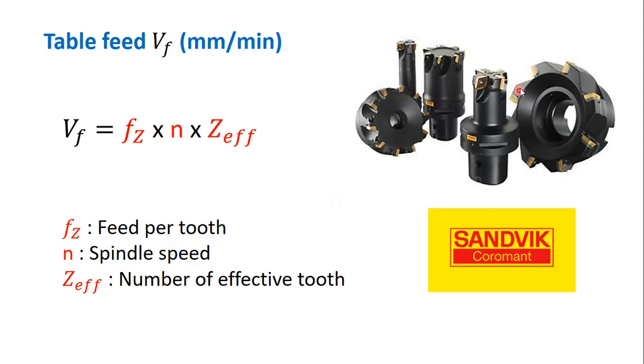Okay, so how many teeth are there? Here, n is nothing but the spindle speed, and z is the number of effective teeth. If I see in this one, 1 2 3 4 5 6 7 8 teeth are there, so that will become 8. So this will be in millimeter per minute.